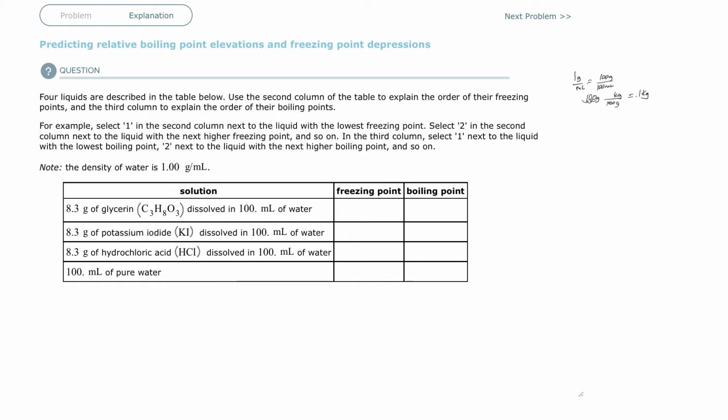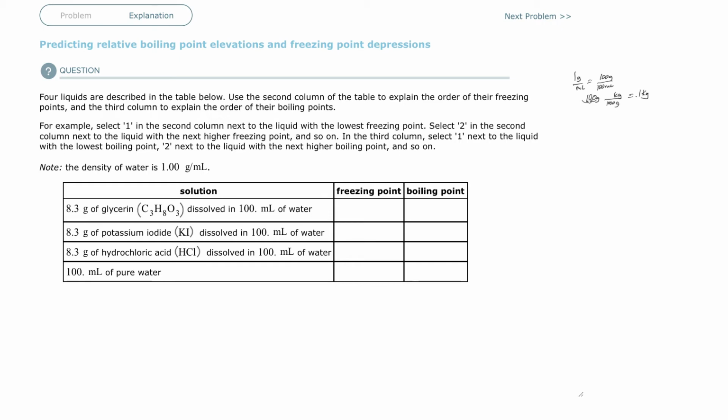So I need to find the number of moles of each of these in order to get the molality. So let's do the first one. The first one is going to be the glycerin. And the glycerin, if I add it up, is going to be 92.09382.